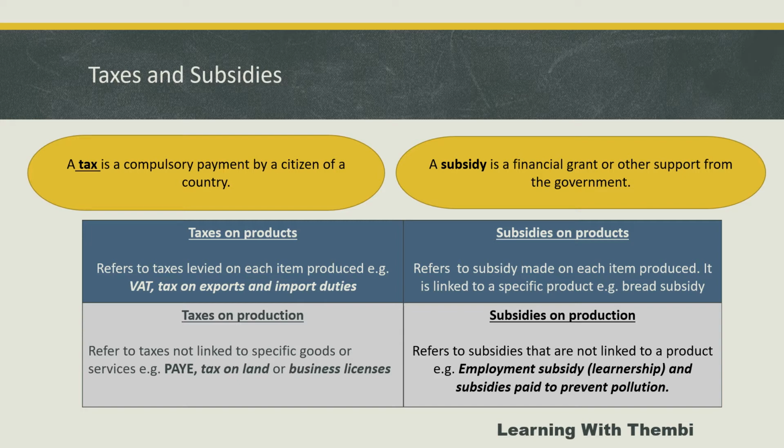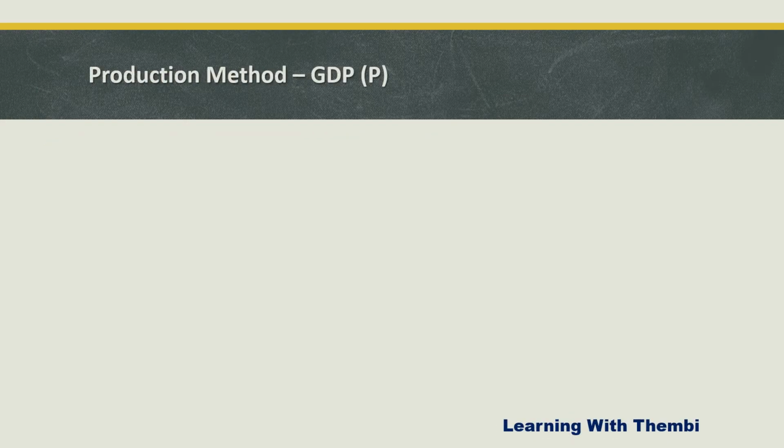Then we've got subsidies on production, and this refers to the subsidies that are not linked to a product but to the production process. And this may include an employment subsidy, which can be maybe a learnership, or subsidies paid to prevent pollution. With all this being said, now let us use the production method to calculate the GDP.